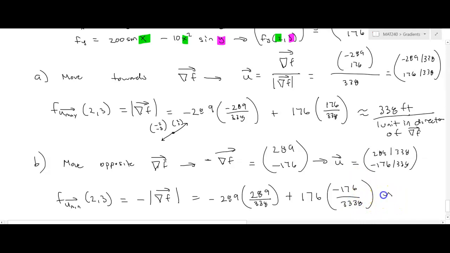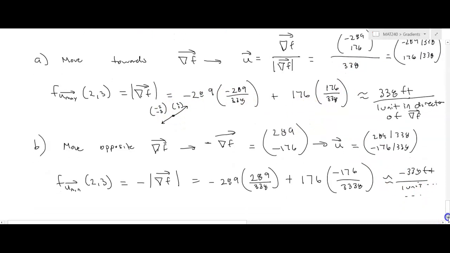And believe it or not, this is going to come out to negative 338 feet per 1 unit in the direction of the opposite of the gradient. So we just see that the two values are going to be opposite one another. All we really had to do was know what the magnitude of the gradient vector was, and we didn't have to compute the whole formula for directional derivative.